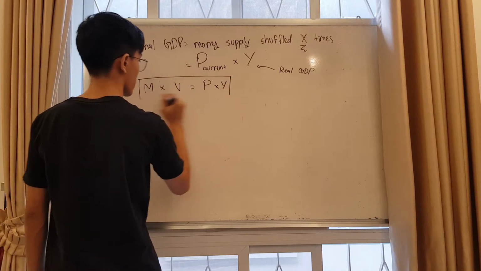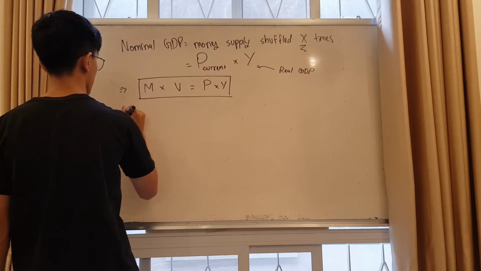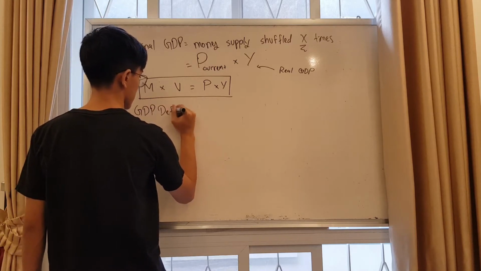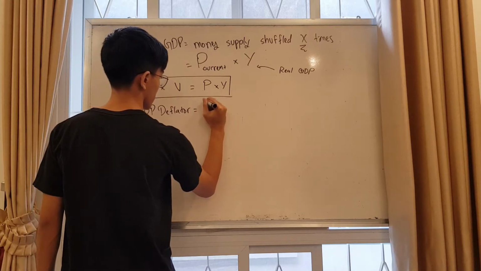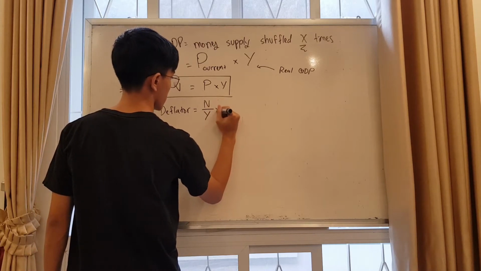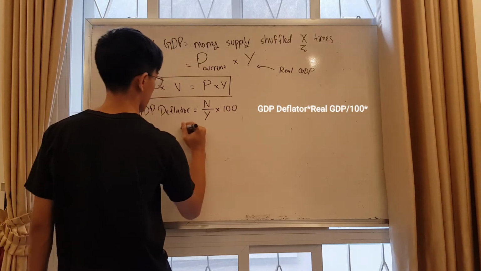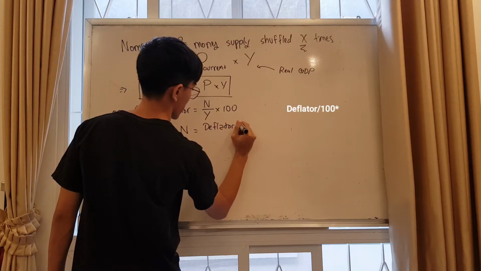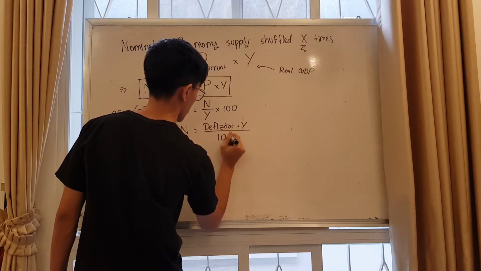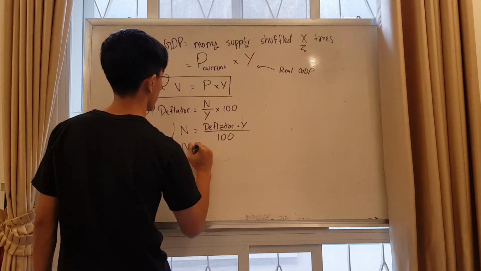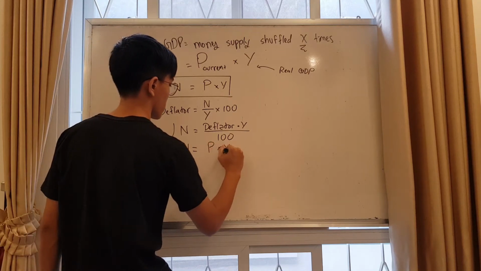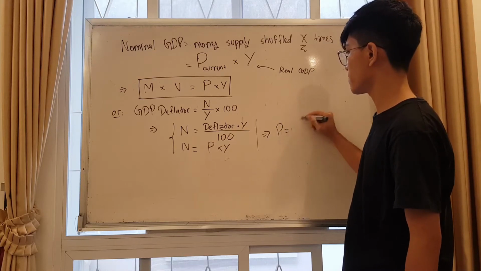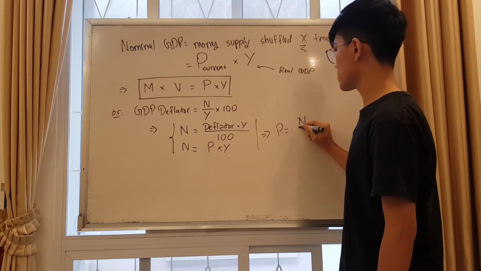Or you can think of it like this. Because the GDP deflator's formula is nominal GDP divided by real GDP times 100, nominal GDP will equal GDP deflator times real GDP divided by 100. Therefore, P will equal GDP deflator divided by 100. We can say that the velocity of money, therefore, can equal P times real output divided by the money supply. What does this all mean then?